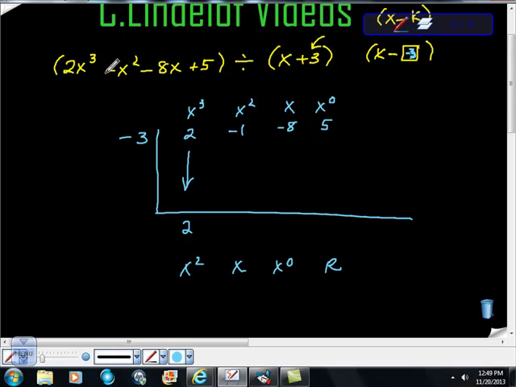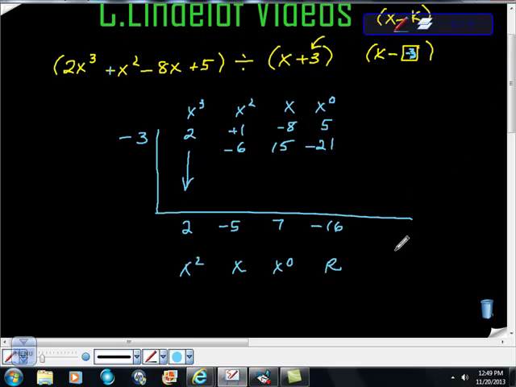Oh, you know what? This was supposed to be plus. I apologize. So I have plus one of these. So negative 3 times 2 is negative 6. Negative 6 plus 1 is negative 5. Check this out. Negative 3 times negative 5 is 15. Negative 8 plus 15 is 7. Negative 3 times 7 is negative 21. 5 minus 21 is negative 16.